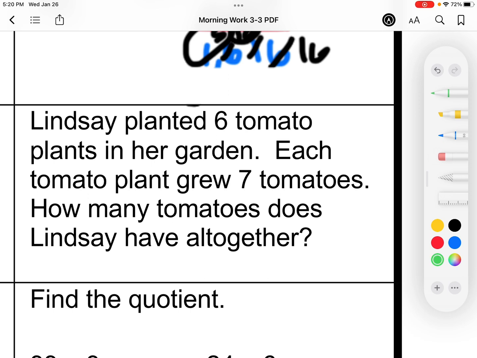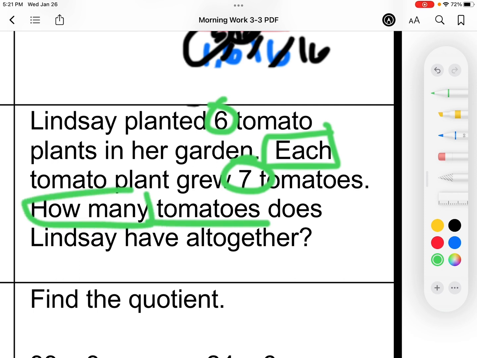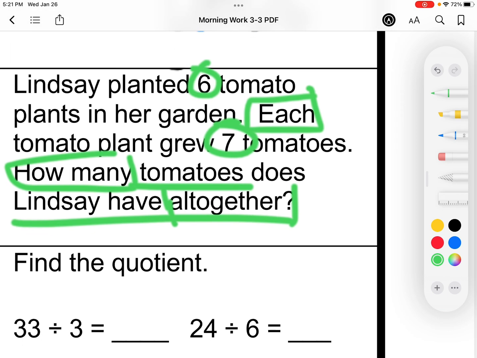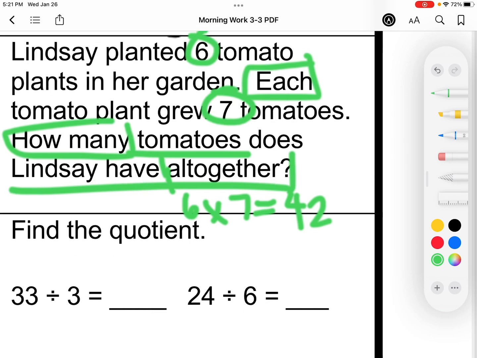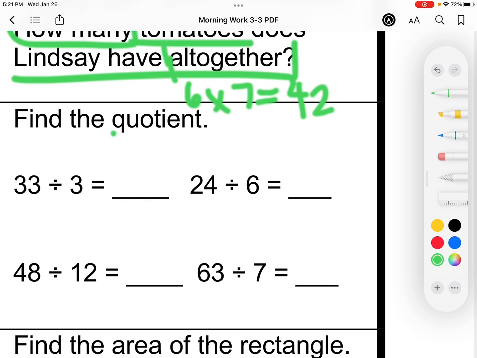Lindsay planted 6 tomato plants in her garden. Each tomato plant grew 7 tomatoes. How many tomatoes does Lindsay have altogether? So that means we don't have our total, but we have that keyword each. So we're going to be doing 6 times 7 equals 42. And if you're not sure, remember you can do 5 times 7 is 35, and then add another 7 to it.